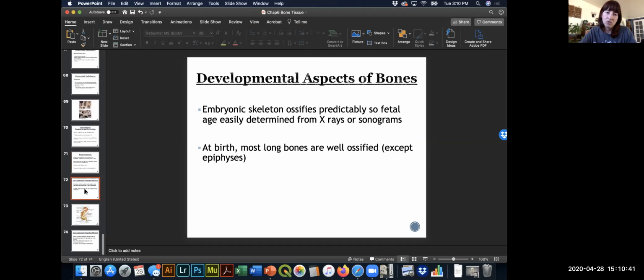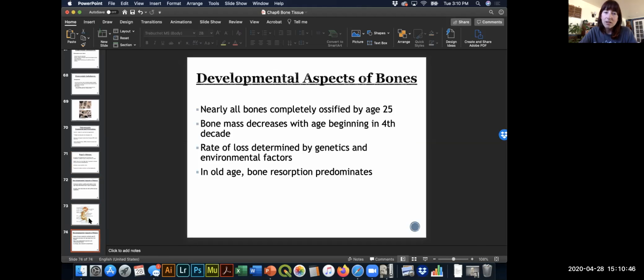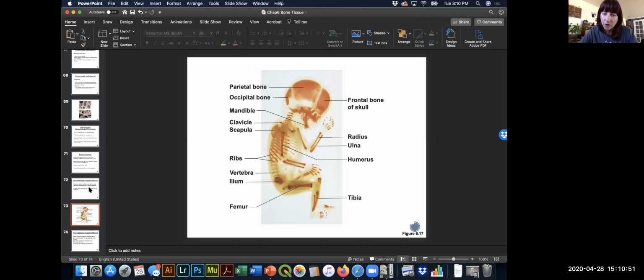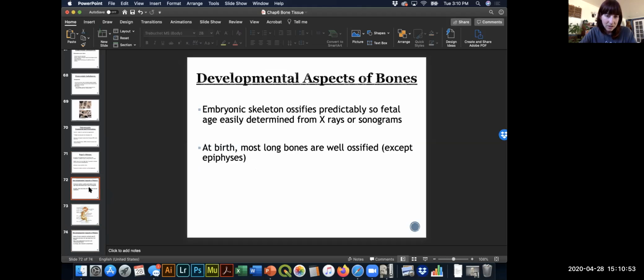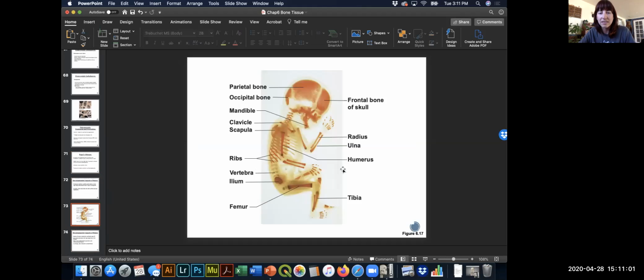And we didn't talk in too much detail about the developmental aspects. I think I just said that this is more for interest's sake. I don't think I'm asking you to know these things, just out of curiosity. But if you're looking at this embryo, you can see that a lot of this stuff is ossified, but some things are clearly not ossified completely yet, like the sternum, interestingly.